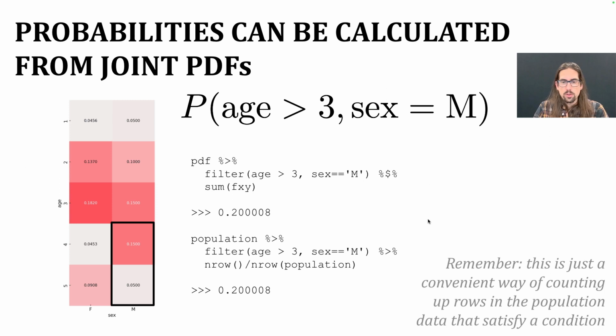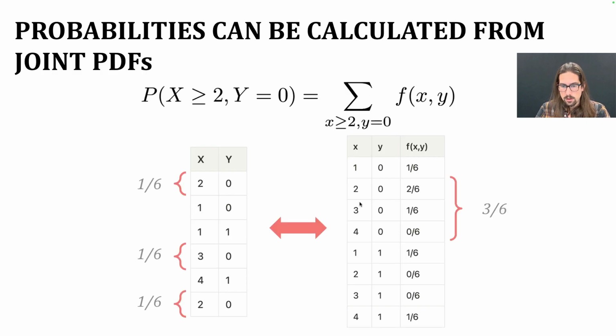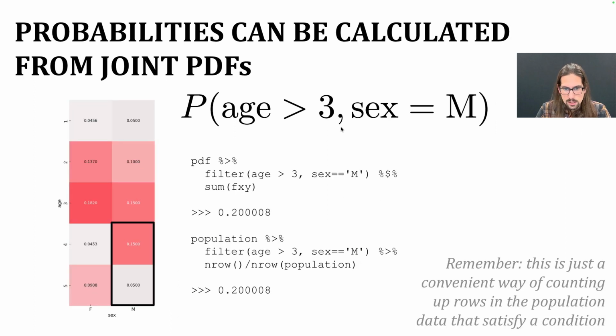So this is showing you the same thing. Let's say we were visualizing our density in terms of a heat map. If you're asking about the probability that, in this case, age is greater than 3 and sex is M, what you need to do is find the conditions on X and Y that you're asking about, and then add up the value of the density for those conditions.